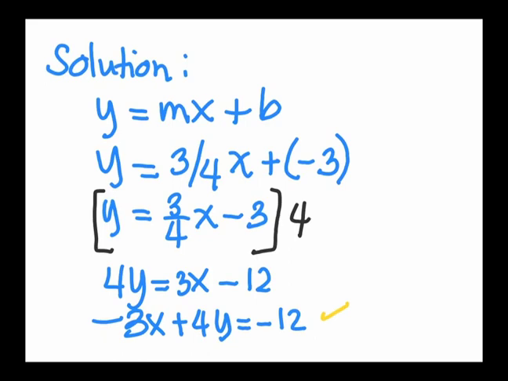However, we can of course simplify this too by multiplying the whole equation by -1. We can arrive at an equivalent equation which is equal to 3x minus 4y is equal to 12. This is now the equation of the line given the slope, which is equal to 3/4, and the y-intercept to be equal to -3. This is in standard form.